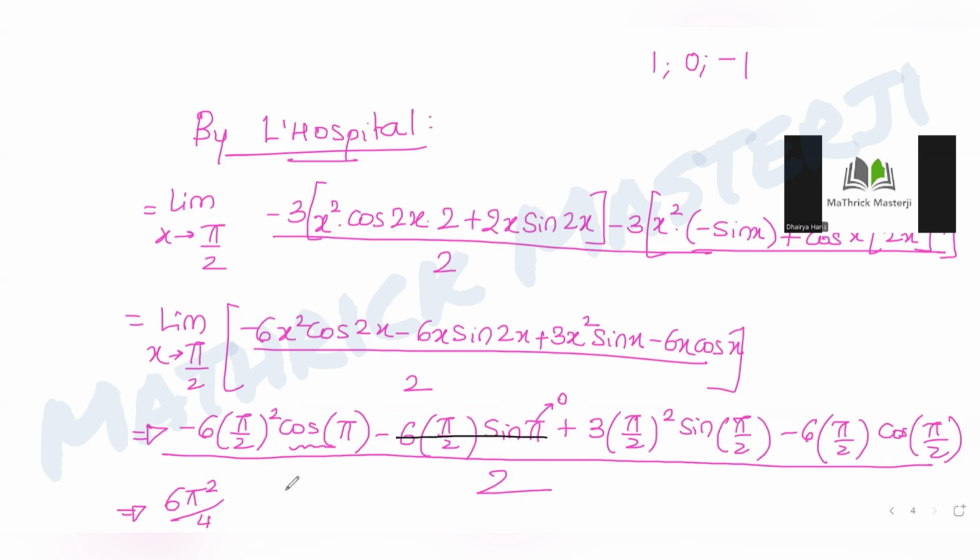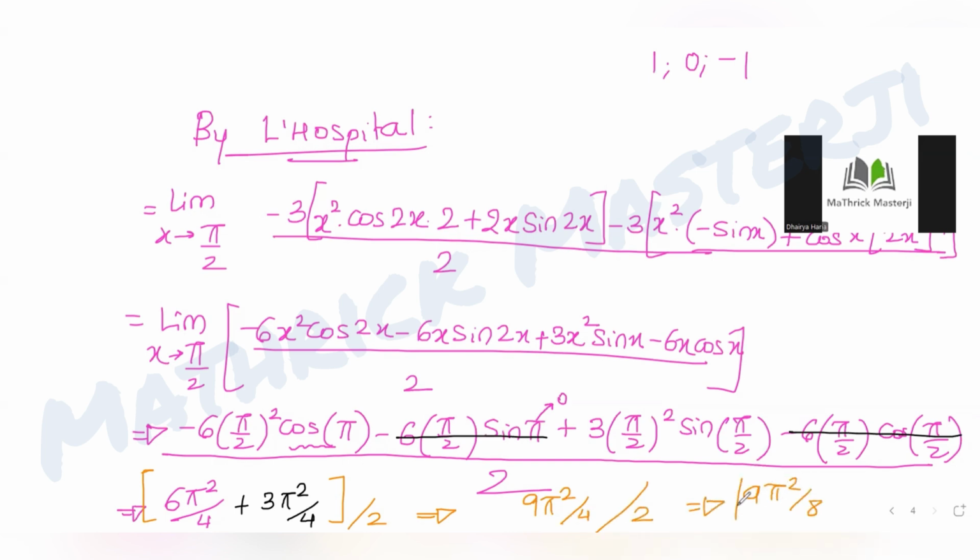Sine pi over 2 is again 1, so plus 3 and pi square over 4. Minus this cos pi over 2. So cos 0 is 1, cos 90 is again 0. So this also turns 0. So you get this and divide this whole thing by 2. So what you get here is 6 pi square plus 3 pi square, 9 pi square over 4. The whole thing divided by 2, so you get 9 pi square divided by 8.